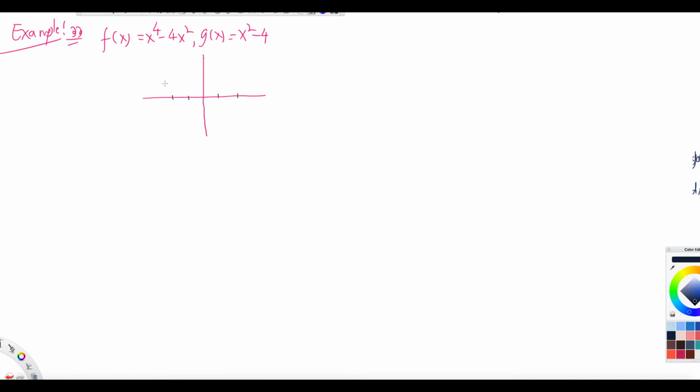Okay, so x squared minus 4 will look like this. That will be the x squared minus 4. Okay, and then the other curve, x to the 4th minus 4x squared, will look like this. Let me use a different color for that. Okay, if I use that, then you will see it like this.